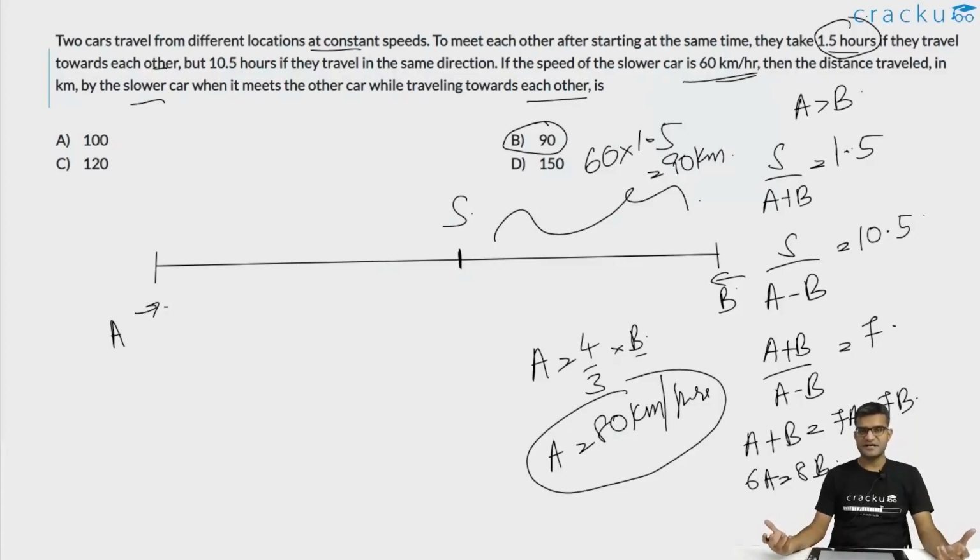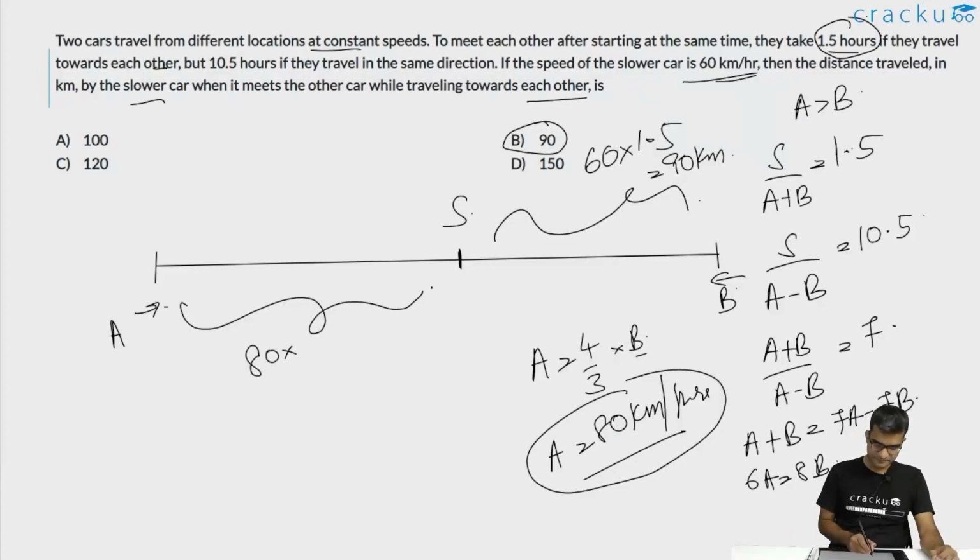But if the question actually asks for the distance traveled by the faster car, not the slower car, then we need to calculate the speed of the faster car, which we have calculated as 80 kilometers per hour. So this distance will be 80 into 1.5 hours, which is 120 kilometers. But in this particular case, we are asked the distance traveled by the slower car, so that will be 90 kilometers, which is option B.